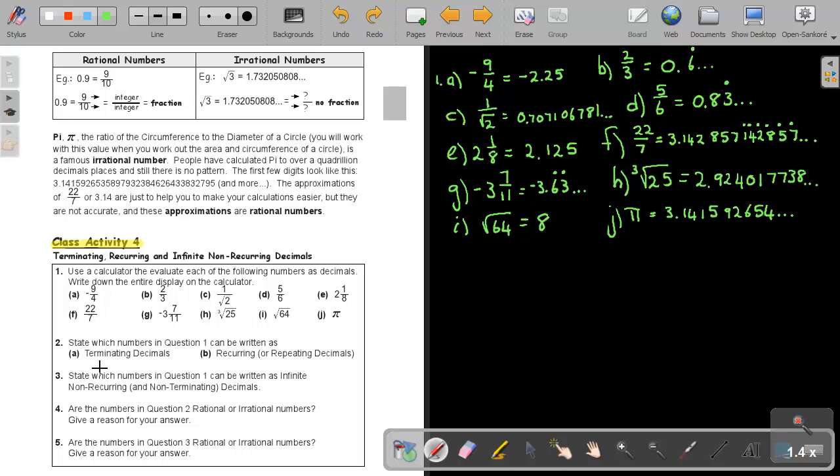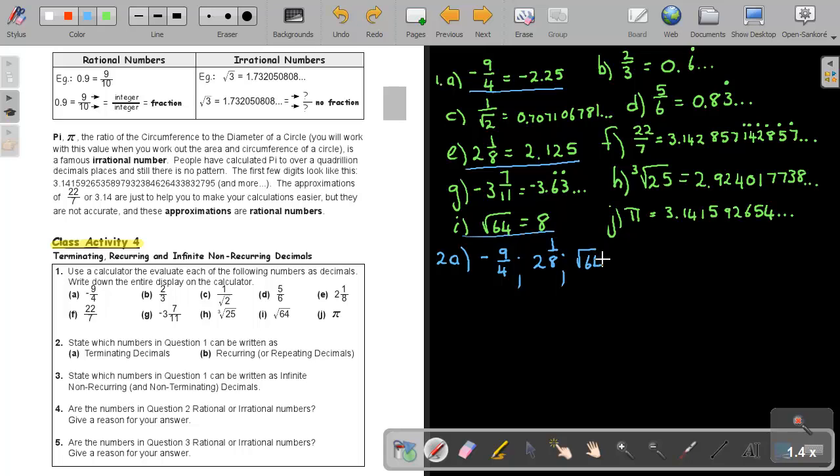Okay, now state which numbers in question 1 can be written as terminating decimals. That means decimals that stop. Okay, now let's look at number 2. Terminating decimals, it stops. Oh, there's a nice one. Can you see? So it's negative 9 over 4. Let's see if we find another one that stops. Oh, here it will be. So it's 2 and 1 over 8. And then this one also stops.